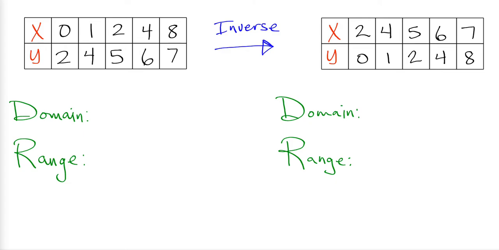Do you remember domain and range? Yeah. Okay, so what's the domain for the left-hand one? 0, 1, 2, 4, 8. Domain is going to be 0, 1, 2, 4, 8. It's the x's. And then because the inverse means that you switch the x's and y's, that means the range of the second one is the same thing.